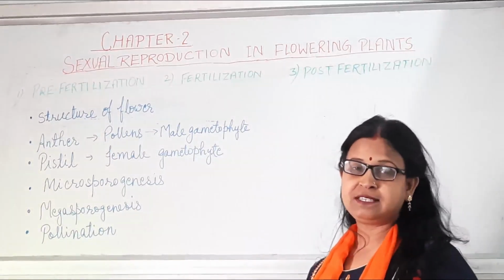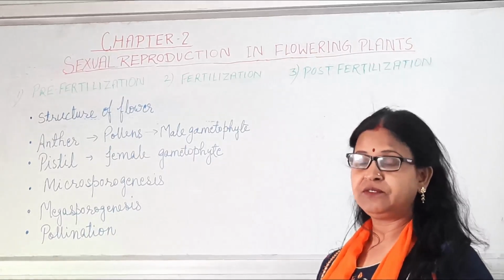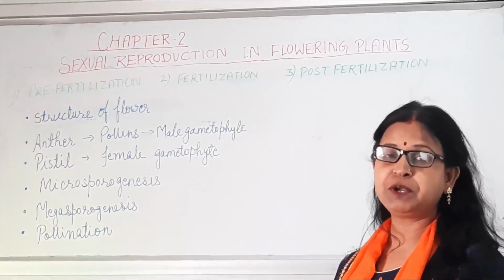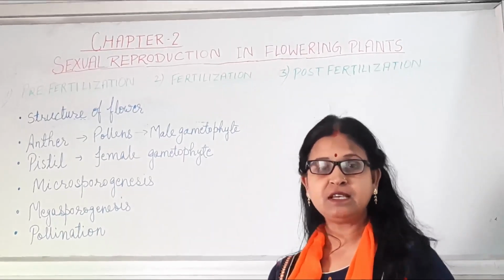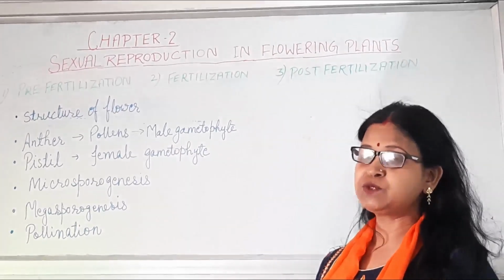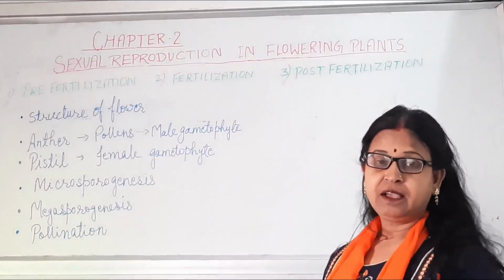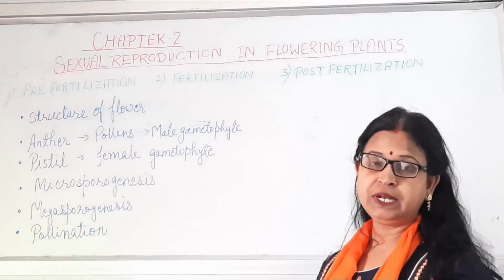In the previous session we completed chapter number 1, in which we studied different types of reproduction in organisms as well as plants. Now in this chapter we will discuss sexual reproduction in flowering plants in detail. Different events we will do in detail.